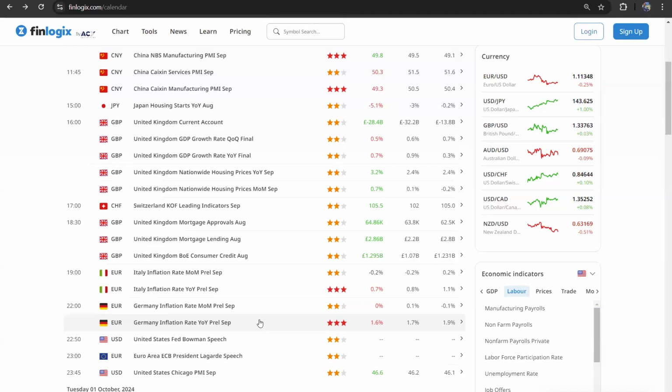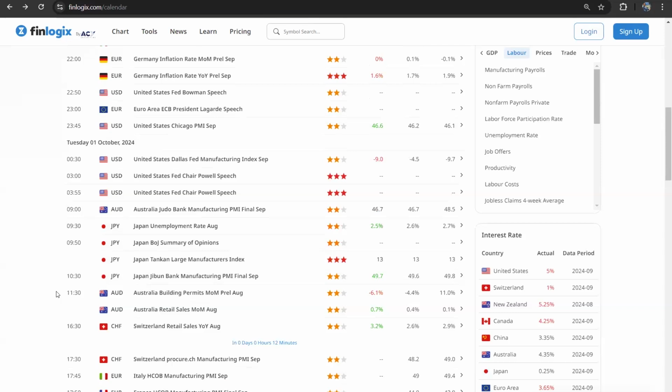So yes, it is a big release for the inflation from Germany. So we always have to pay attention because Germany does have a huge portion of the Eurozone. And we do have, as we're going to see right now, where it is, Tuesday.